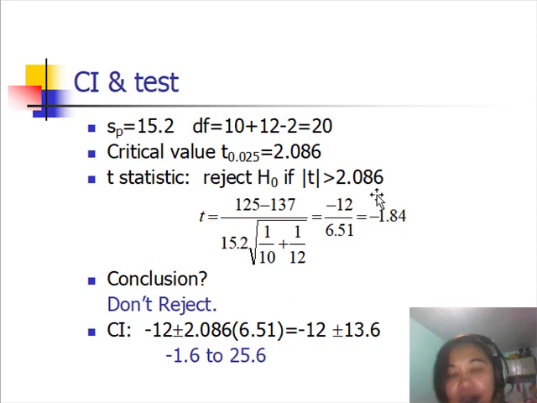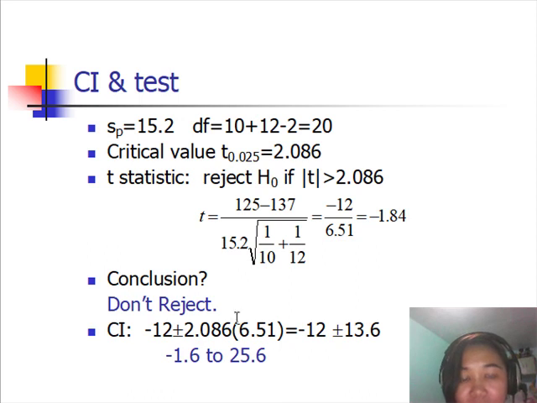Since this is a two-tailed test, we can get the absolute value of t and compare it with the t tabulated. So the t calculated is negative 1.84 and the absolute value of it is positive 1.84. Take note, it is not greater than the t tabulated. So therefore, we cannot reject the null hypothesis. You can also check that one using the confidence interval. You try it on your own.